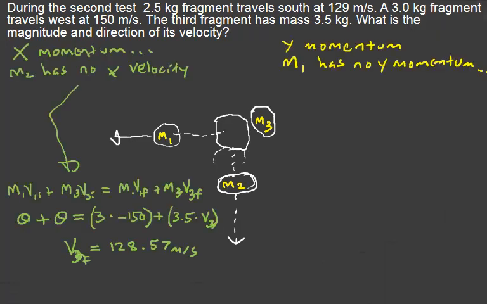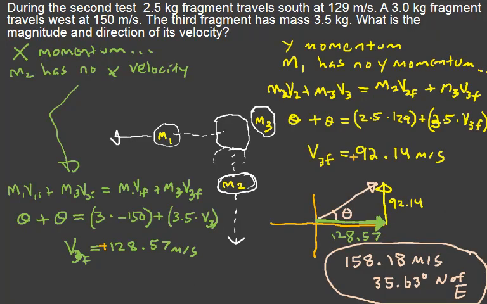All right, so for mass 3, for the x momentum, we should get positive 128.57. For the y, positive 92.14 for a resultant of 158.18 at 35.63 degrees north of east. Or the reciprocal of that, whatever, that would be 54.47, I believe, east of north.